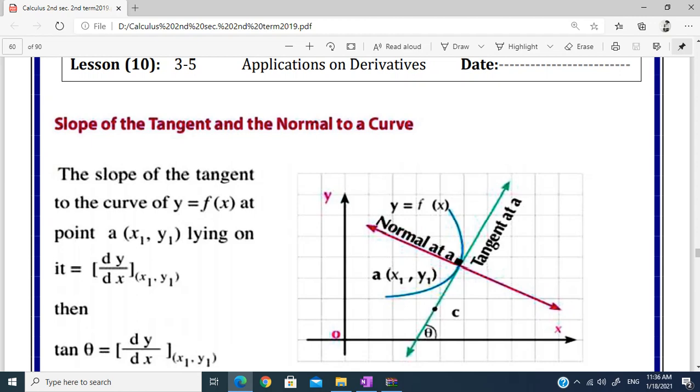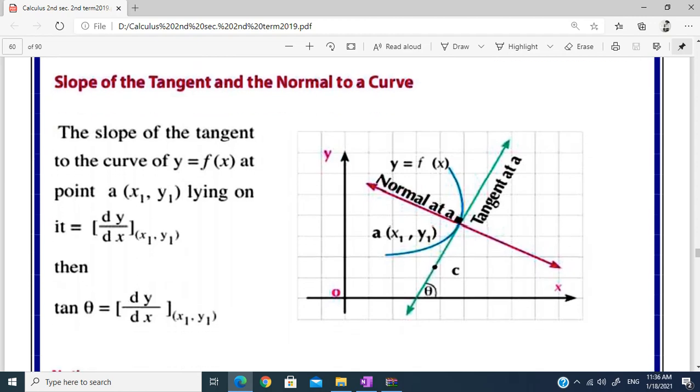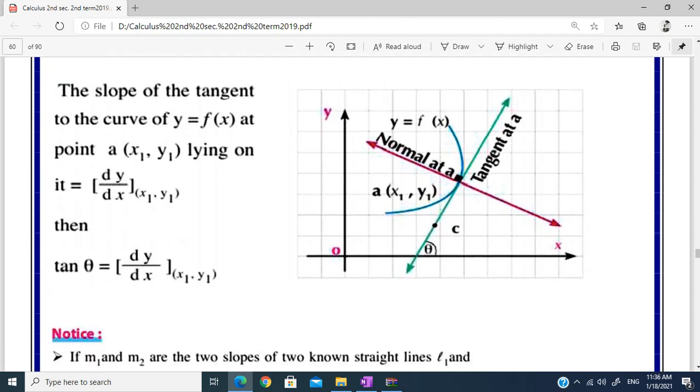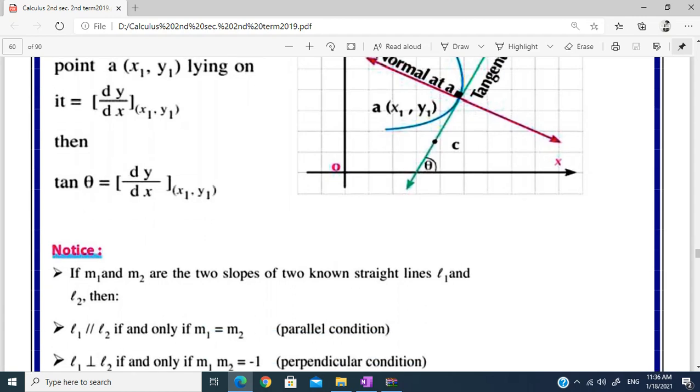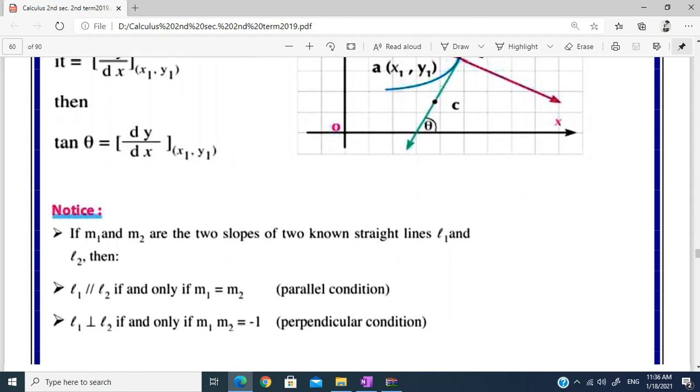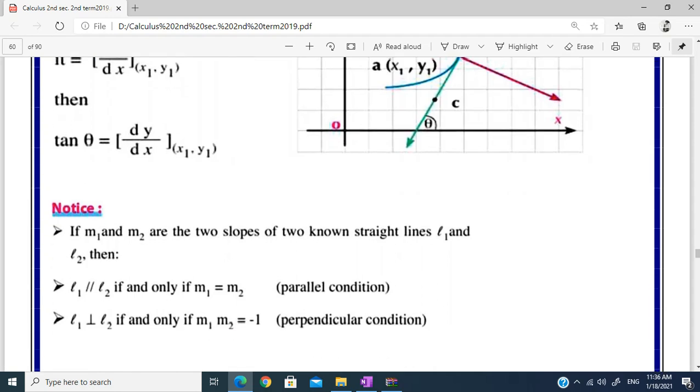We studied before the rules of derivative to find the first derivative, and we know that the slope of a tangent is the first derivative. So the slope of the tangent of y equals f of x at point x1, y1 lying on it, dy by dx, is the first derivative at point x1, y1. So tan theta equals dy by dx.